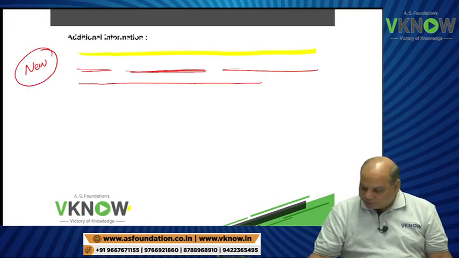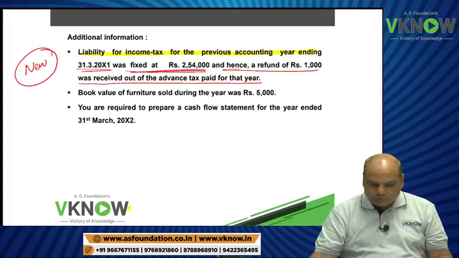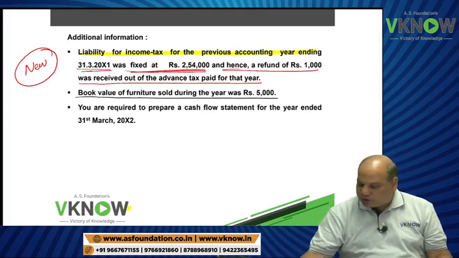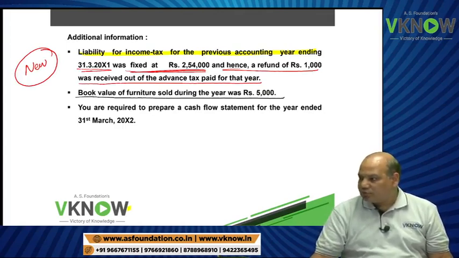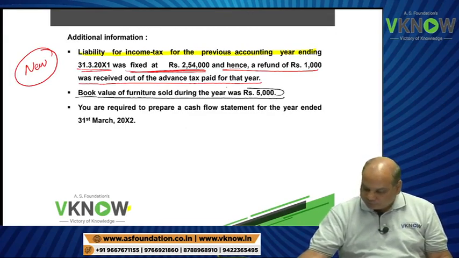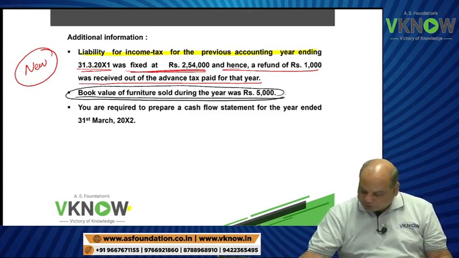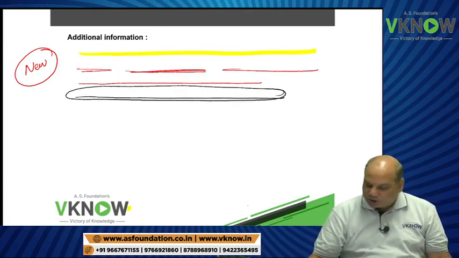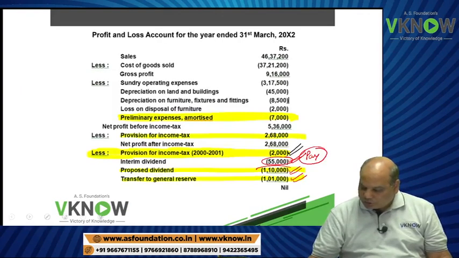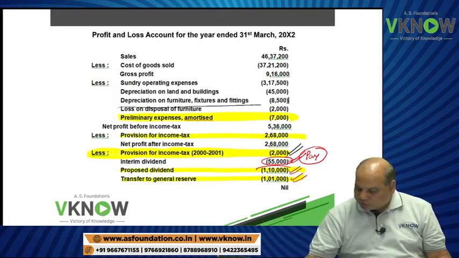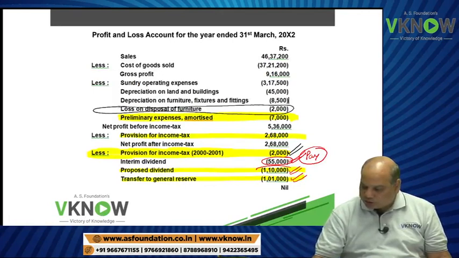Next point, number 2, is the book value of the furniture sold. Book value of the furniture sold is 5,000. In the P&L account, there is a loss. Can you see the loss in the center, 2,000 loss? So book value 5,000 less loss 2,000.